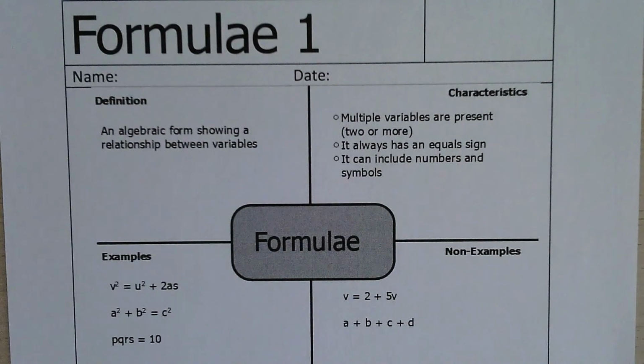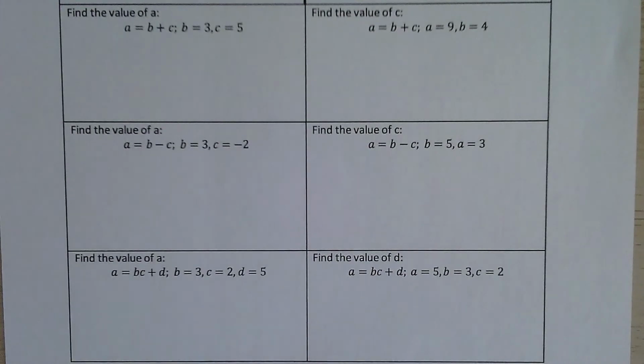Some non-examples of formulae include V equals 2 plus 5V. This looks like it's got two variables. However, because both variables are the letter V, there is only one variable, so this is in fact an equation, not a formula. Next, we have a plus b plus c plus d. We do have multiple variables, but this is not a formula because there is no equal sign. Now on to some questions.